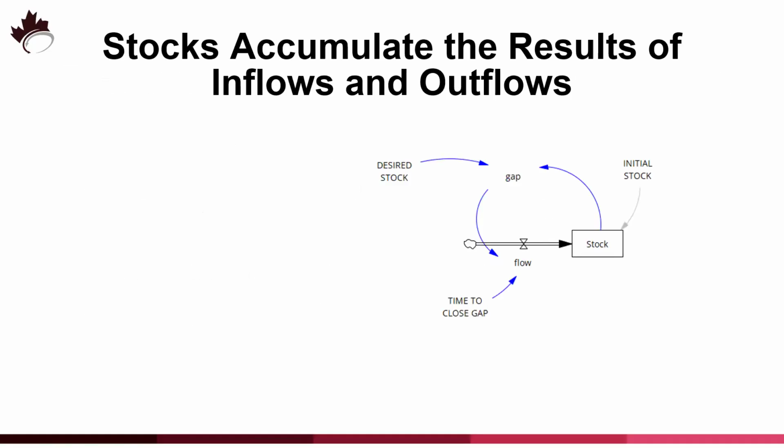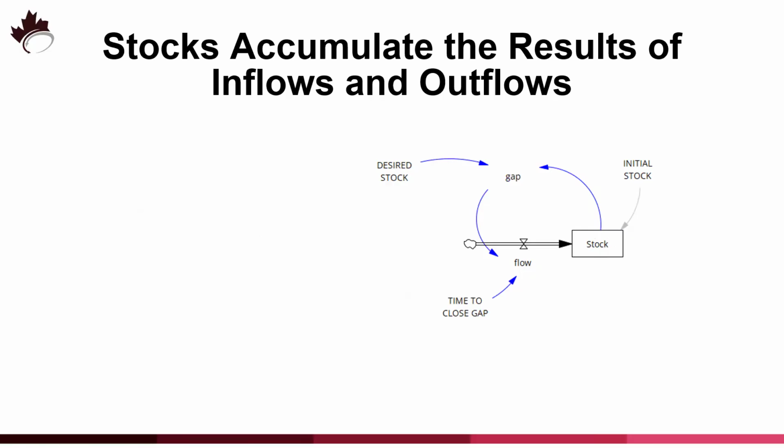And here's a small example of a stock and flow diagram, a quantitative model. This is what's called a goal gap model. We have a desired stock here in the upper left-hand side, and an initial stock over here in the upper right-hand side. We have a stock represented by a box, which is the state of the system or the accumulation of some kind of material. And we have a flow here, an inflow, or possibly an outflow if the flow is negative.